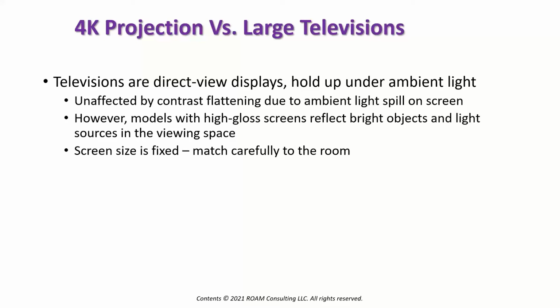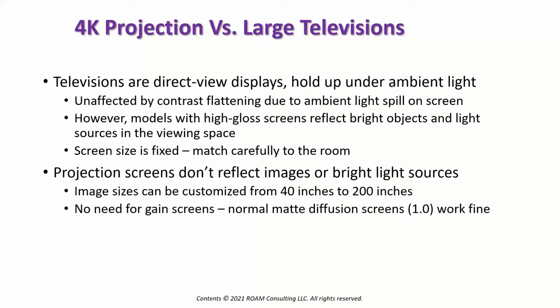Now, the other thing about televisions is they're direct view displays. They hold up pretty well under ambient light, and they're unaffected by contrast flattening due to ambient light spill on the screen. So if light is spilling on it, it doesn't really flatten the contrast unless you have a lot of outside light or inside light directly on the screen. But most TV models have high gloss screens because it improves contrast, and they reflect bright objects and light sources in the viewing space. So that is a problem to deal with. And the screen size is fixed, so you have to match it carefully to the room.